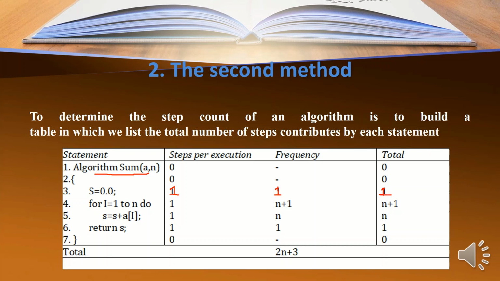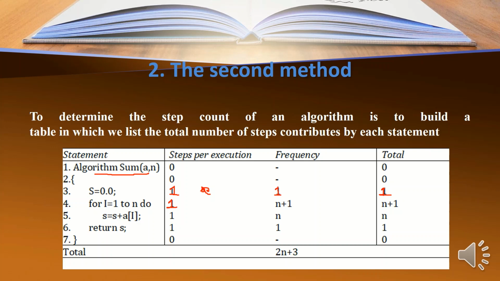Now for i equal to 1 to n. This for loop will execute once, and the number of times this will execute is n plus 1 times. We have already seen why. For the for loop, if the condition is true, it is going to execute n times, and 1 extra time for the failure, for the last time of the for. That's why n plus 1 times. 1 into n plus 1 is n plus 1.